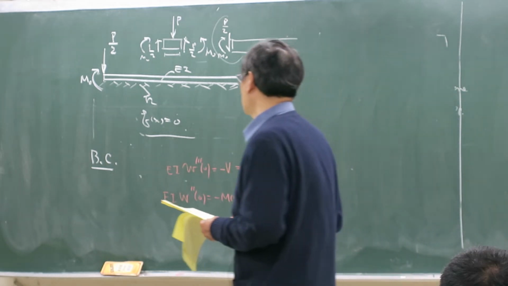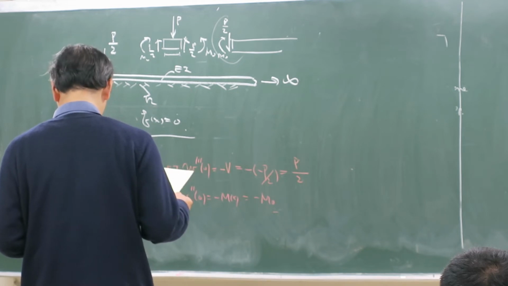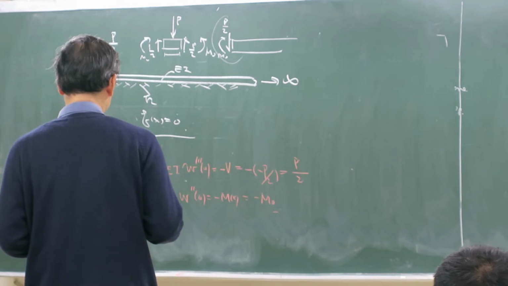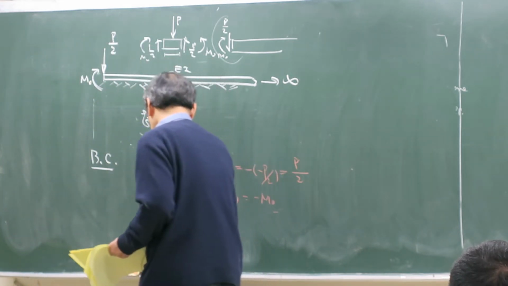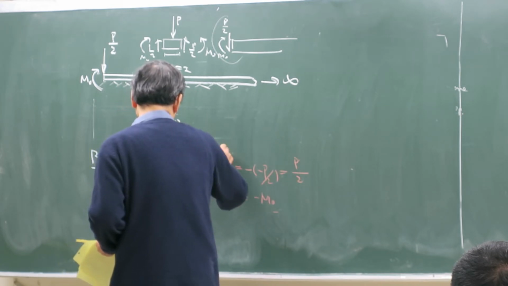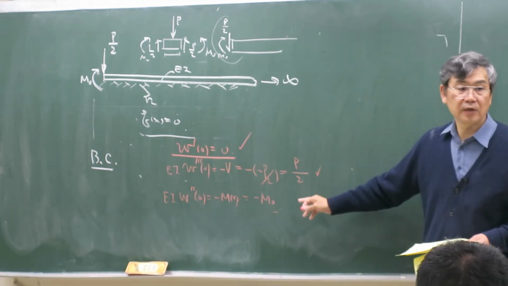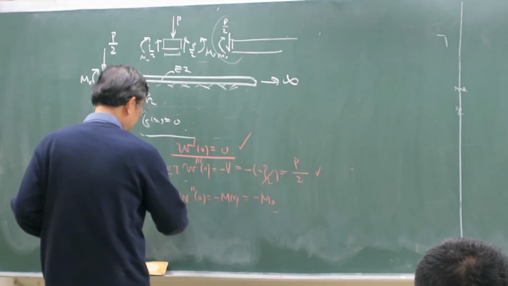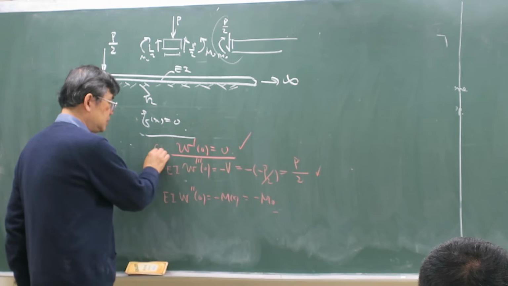Can we use this? Oh, we don't need. But for this symmetry problem, we can use another property: W slope at 0 equal to 0. Maybe we can use this and this too. And later on, when you want to find a moment, once you have W and the second derivative, you can determine the internal moment. But for this one we can use this too.